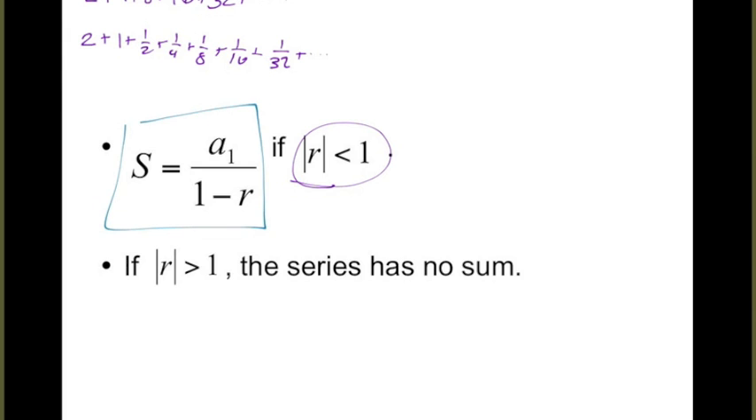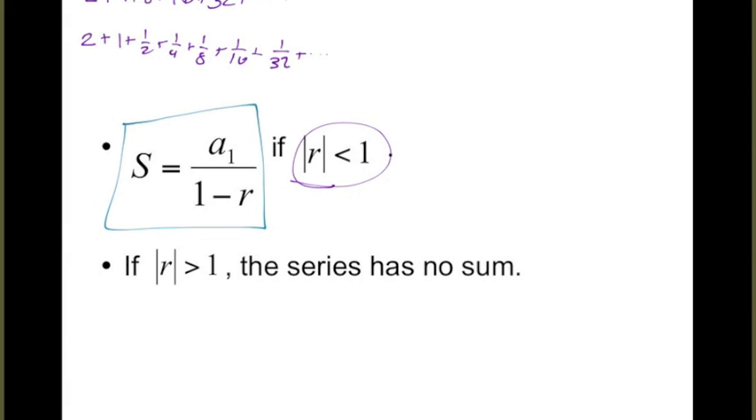The rule that lets us know what it's going to add up to is this rule in the front. S means sum, so this says that our sum is equal to a sub 1, the first term, divided by 1 minus r. This only works if that ratio, what we're multiplying by, is smaller than 1. Because if it's bigger than 1, then these things are just going to keep getting really, really big and add up bigger and bigger. It's just going to keep on getting bigger.